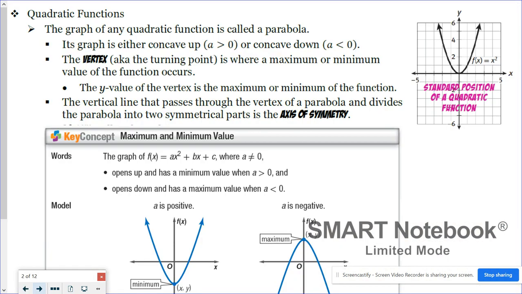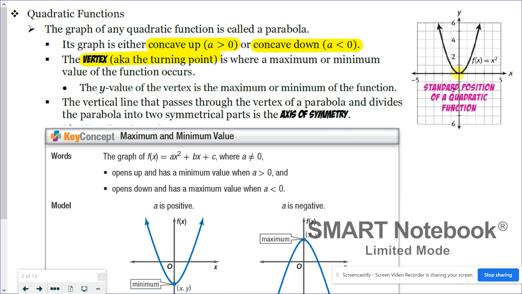So just remember, quadratic functions, we call their graphs a parabola. So normally a parabola has a vertex here at 0, 0. That's like standard position for a parabola. Now they can be concave up or concave down. The a value will tell us what's what. So if a is positive, it's concave up, and negative, it's concave down. This vertex, you can think of it as the turning point on your parabola.